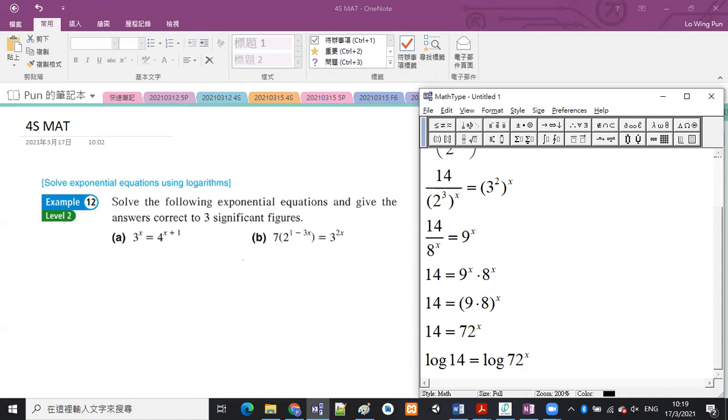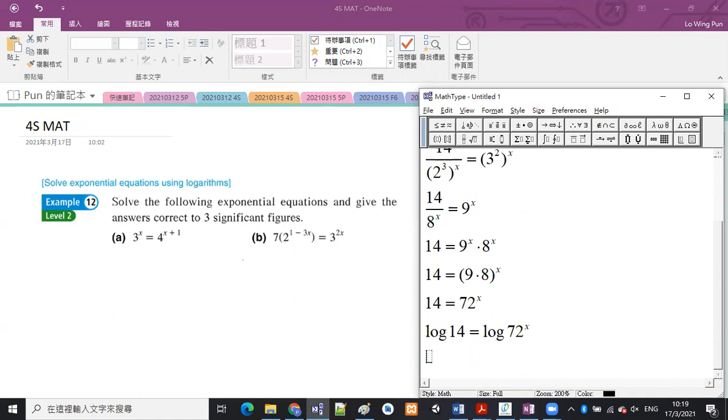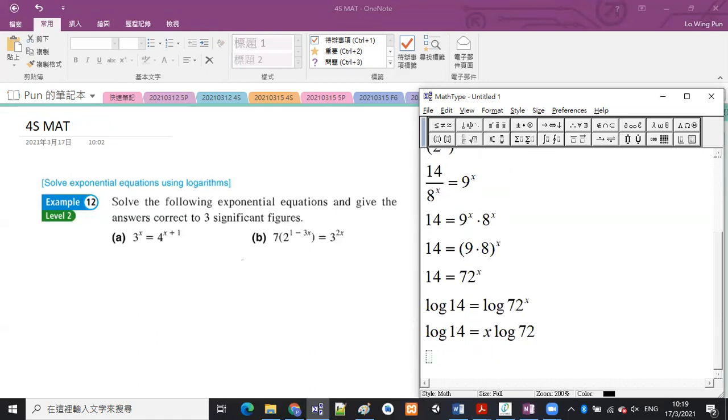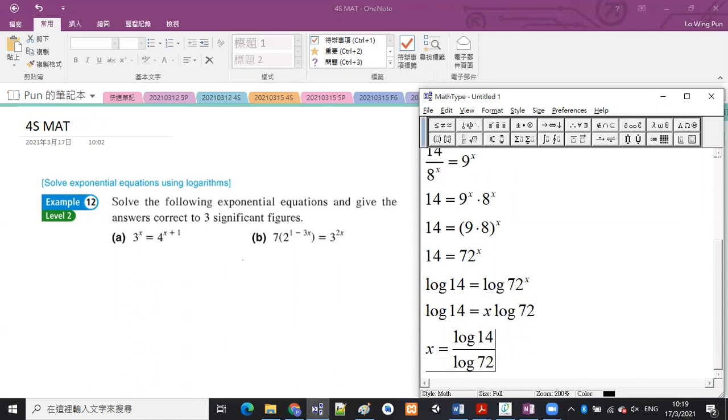Log 14 is equal to log 72 to the power x, and then we can bring down the x on the right-hand side. It becomes x times log 72. Finally, divide the log 72 to the left, and we will find that x is equal to log 14 over log 72. Finally, at the very last step, we just use the calculator to find the final answer.